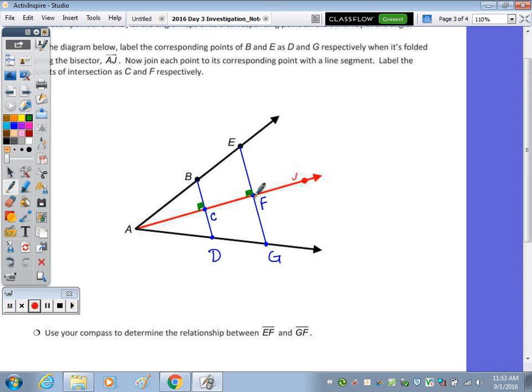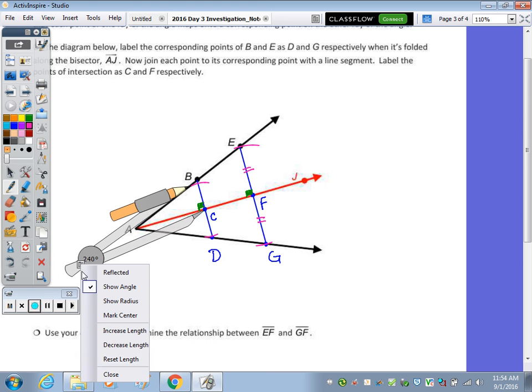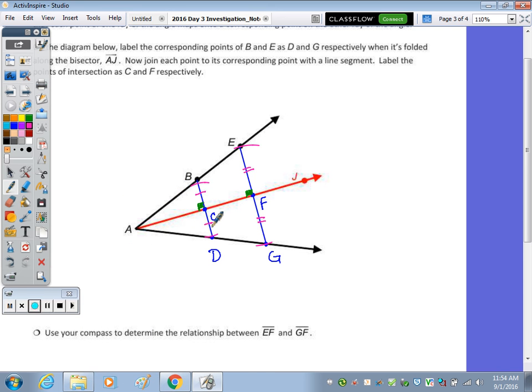It says, use your compass to determine the relationship between EF and EG. So taking the tool, I'm going to use it to measure what's true about the length of EF and EG. So lining up my pencil, I'm going to make a mark here. If I flip my compass around, it's the same width, so this circle centered at F has the same radius, FG and FE. These two segments are congruent. So let's determine if that's the same for CD and CB. And it is. So this is the same here.